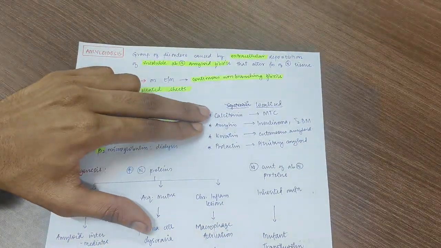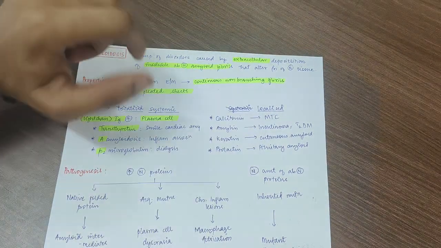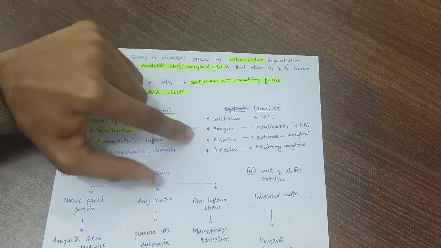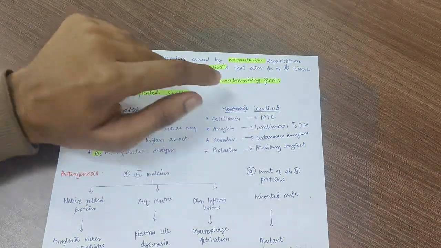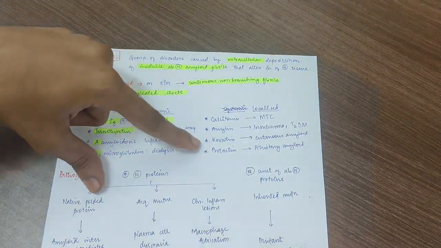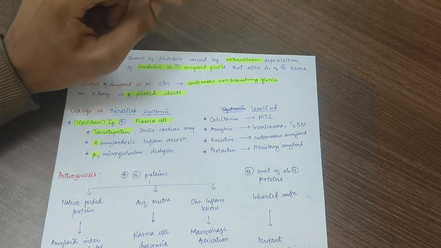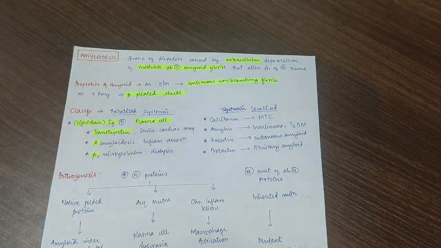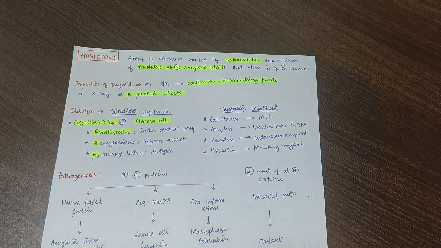Next is localized: calcitonin in case of medullary thyroid cancer, you are going to see ACal type of amyloid there. Then amylin in insulinoma and type 2 diabetes mellitus. Keratin, it is cutaneous amyloid. Prolactin, it is pituitary amyloid.